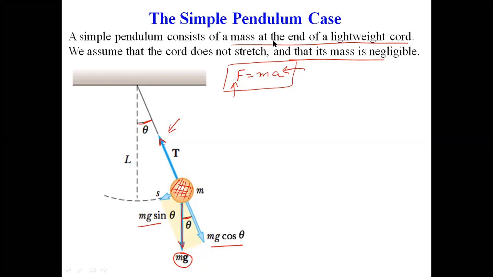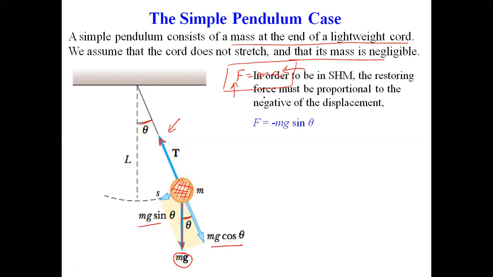Now let us write the equation. In order to be simple harmonic motion, the restoring force must be proportional to the negative of displacement. Okay? So this g sin theta that you were asking about, here it comes. So F should be equal to minus mg sin theta. Okay? So F is equal to minus mg sin theta.